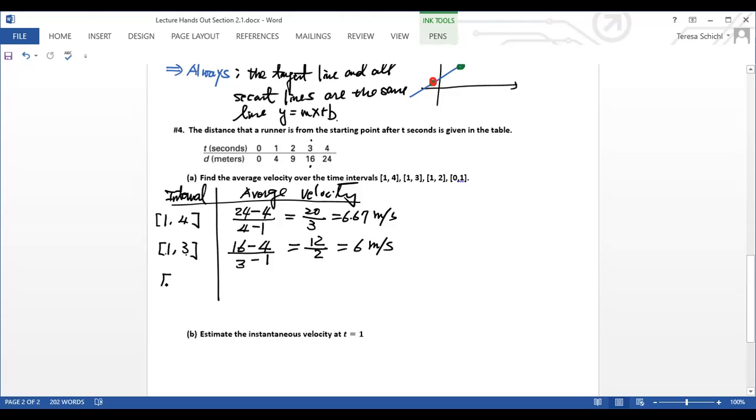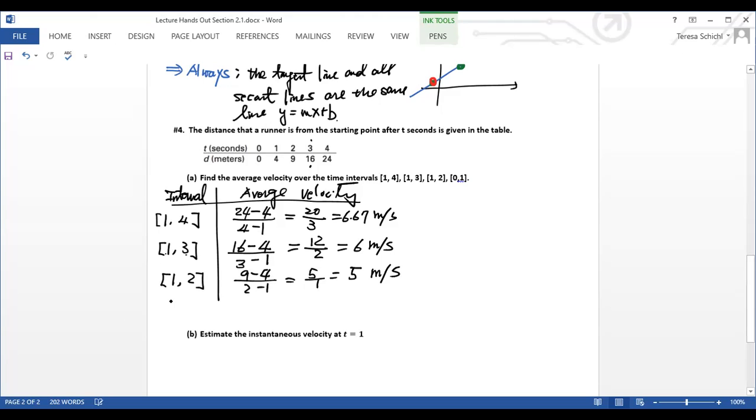Now let's take a look at the other interval. This is 1 to 2, see here. When t is 2, the position is 9, and at 1 it is 4. So it's 9 minus 4 over 2 minus 1. So this is 5 over 1. This is 5 meters per second here.